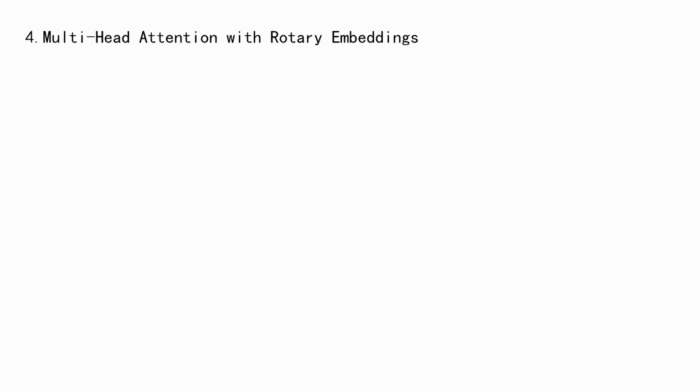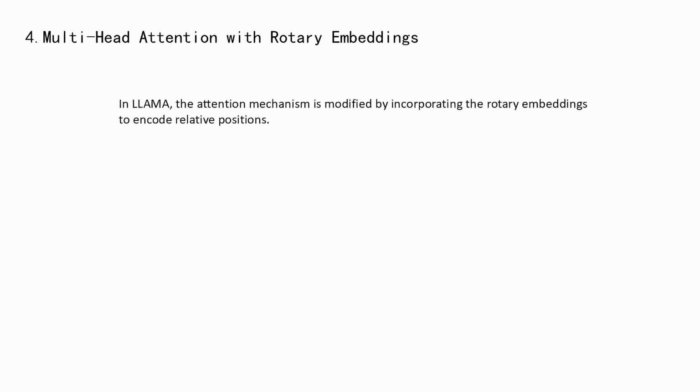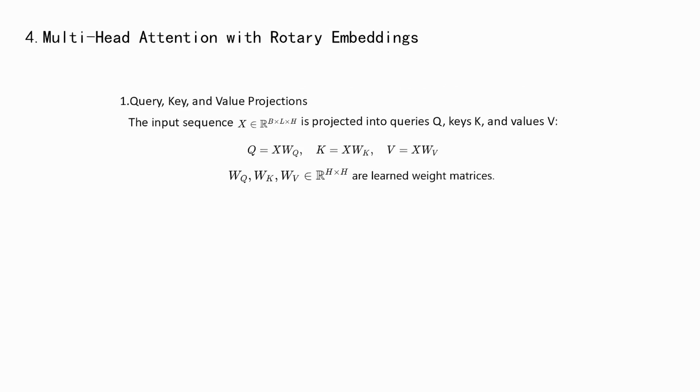Multi-head attention with rotary embeddings. In Llama, the attention mechanism is modified by incorporating the rotary embeddings to encode relative positions. Below is the mathematical formulation for the attention mechanism, including the rotary embeddings. 1. Query, key, and value projections. The input sequence X, where B is batch size, L is sequence length, and H is hidden size, is projected into queries Q, keys K, and values V.